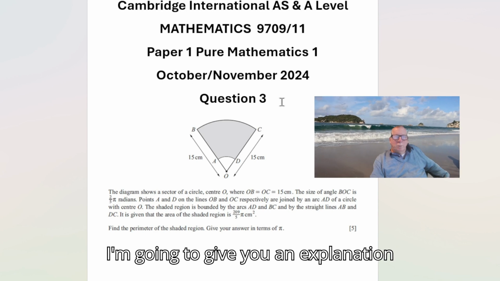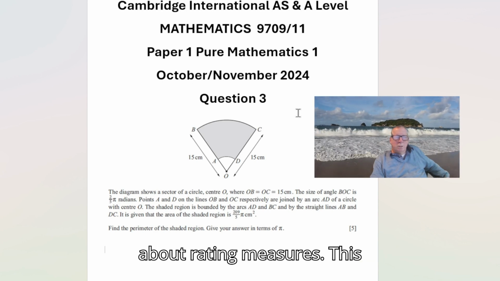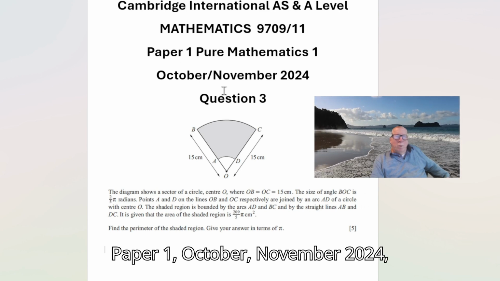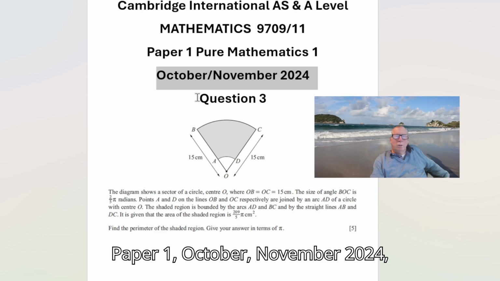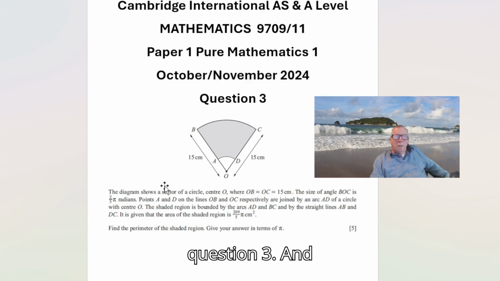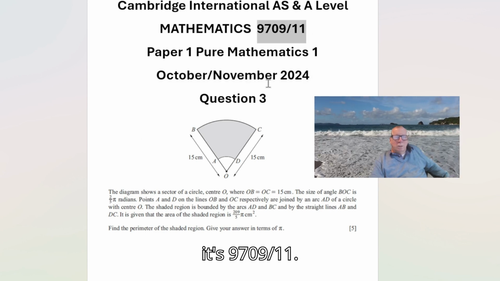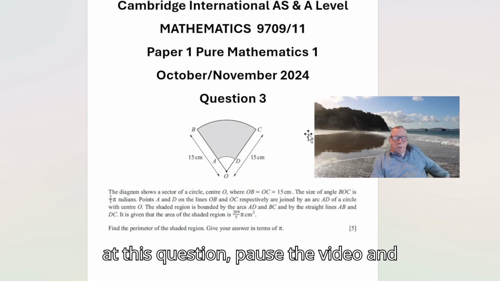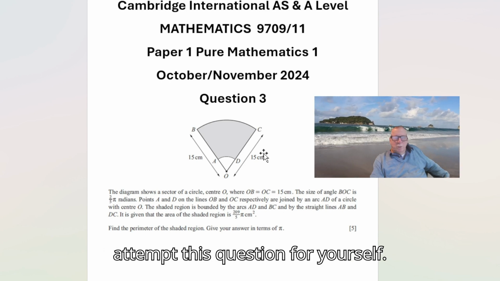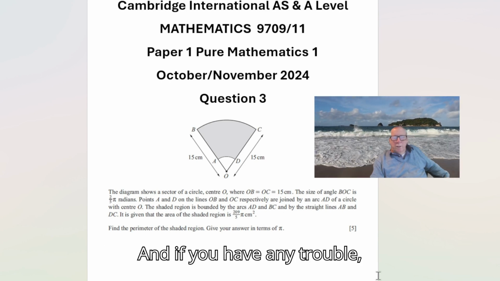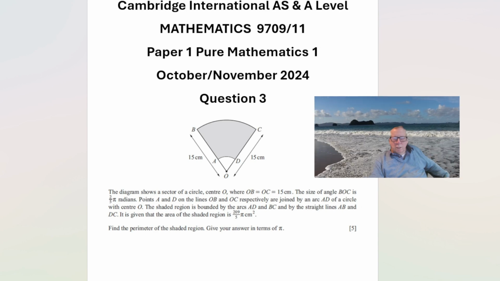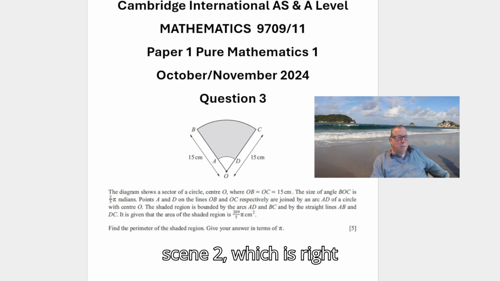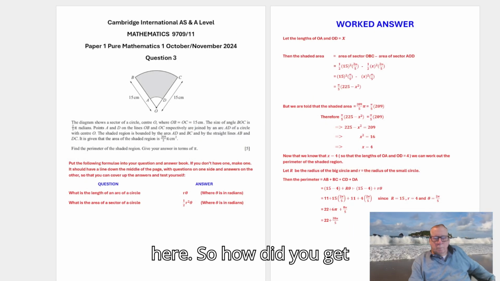And I'm going to give you an explanation about Radian measures. This is from Pure Maths 1, Paper 1, October-November 2024, Question 3, and it's 9709/11. So what I suggest you do is have a look at this question, pause the video and attempt this question for yourself. And if you have any trouble, then we can continue in scene 2, which is right here.